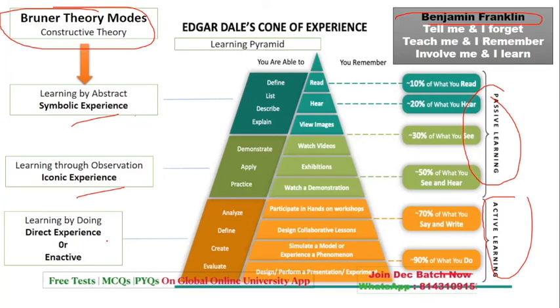So what type of activities are undertaken? It is like evaluation, creation, defining, analyzing, practicing, applying, demonstrating, explaining, describing, and listing. So this is how it goes. What is important is that you keep in mind the percentages and Bruner's theory modes.